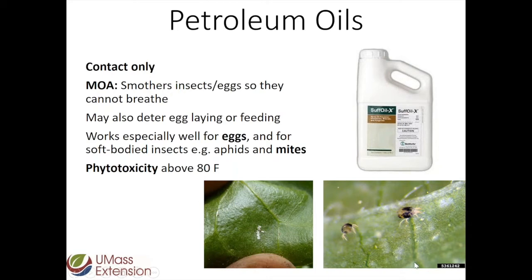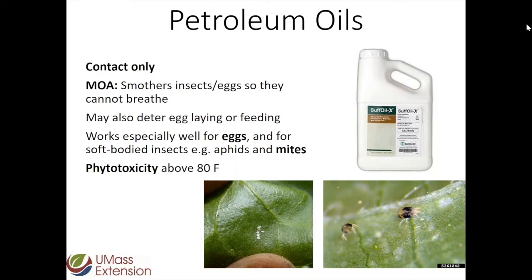And it works well for soft-bodied insects and is recommended often for aphids and mites. And one thing to be aware of is that there is phytotoxicity. So if it's over about 80 degrees Fahrenheit and sunny, then you might want to choose something else.